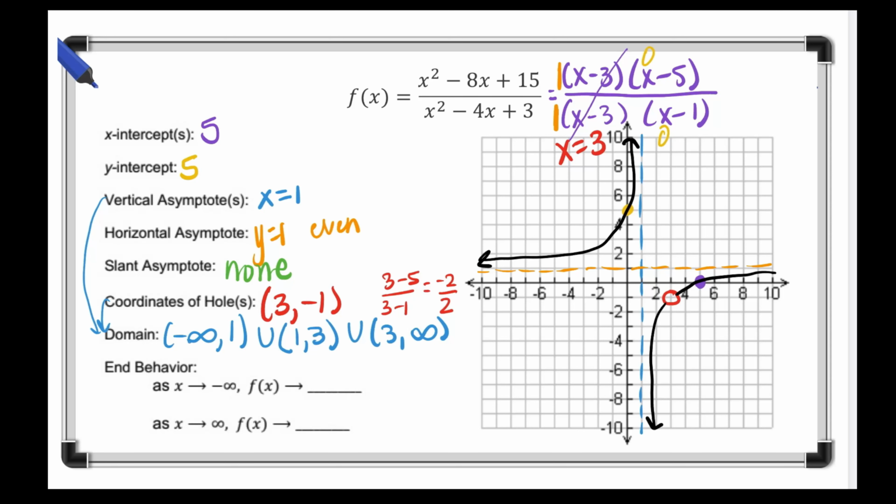We look at end behavior, we're considering that we do have a horizontal asymptote. So when I look at my graph, I'm looking at what's the value that my function is approaching. So my f of x is approaching from the left, it's approaching 1, and from the right, it is approaching 1 as well.